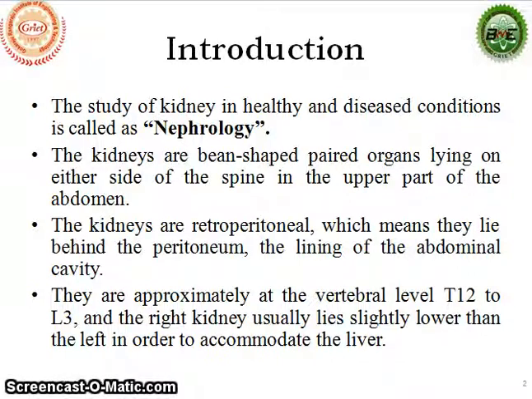The kidneys are retroperitoneal, which means they lie behind the peritoneum, the lining of the abdominal cavity. They are approximately at the vertebral level T12 and L3, and the right kidney usually lies slightly lower than the left in order to accommodate the liver. Here, T12 stands for thoracic vertebra 12 and L3 stands for lumbar vertebra number 3.